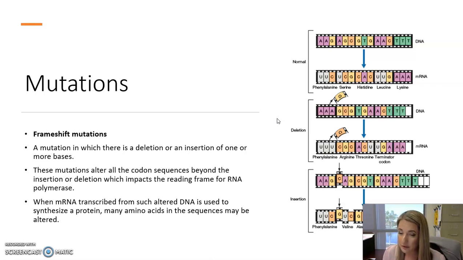So it's very easy if you just count how many nucleotides are in the original strand, and then count how many nucleotides are in the mutated one. If it's the same, probably it's a base point mutation. If it's one more, it's an insertion frame shift mutation. If there's one less, it's a deletion frame shift mutation.